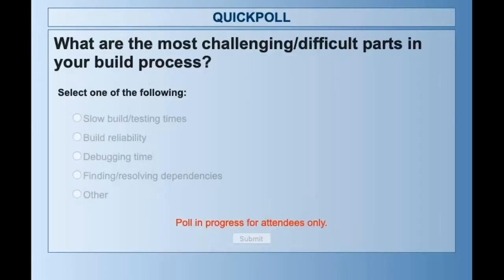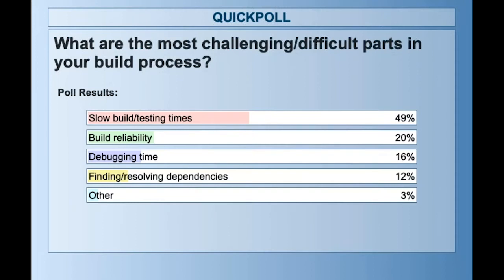Having said that, I'm curious, we want to do a poll, and I want to ask the first question. What are the most challenging, difficult parts in your build process? And that's typically what we are seeing. Slow build and test times is often the number one problem. But the other also very important problem is build reliability, debugging time, finding and resolving dependencies belongs in that area. That is basically the other 50%. So that is in sync with what we usually see.